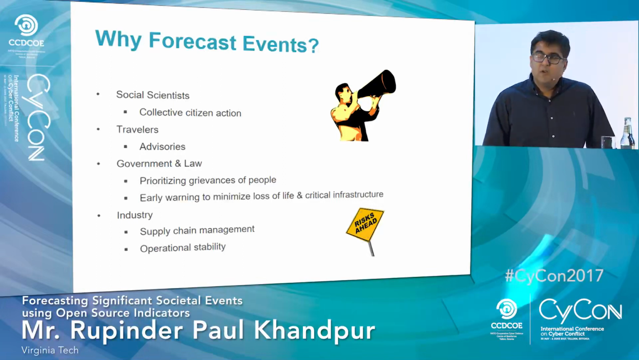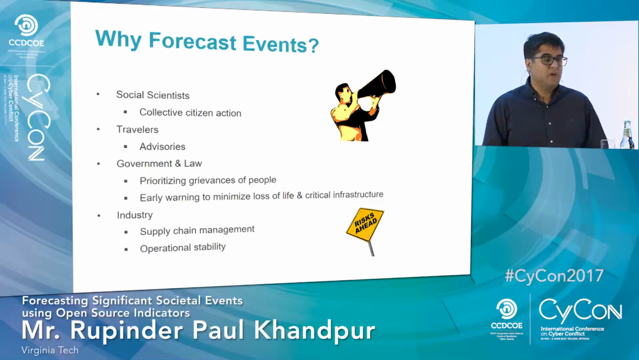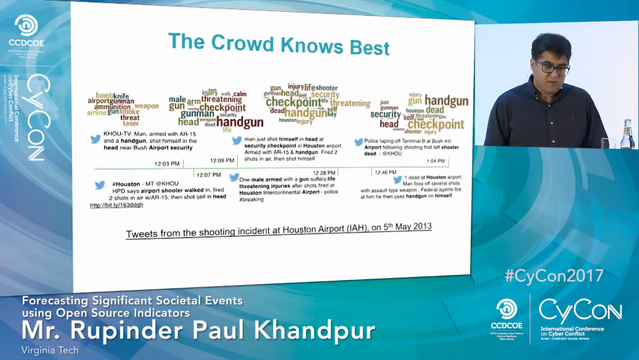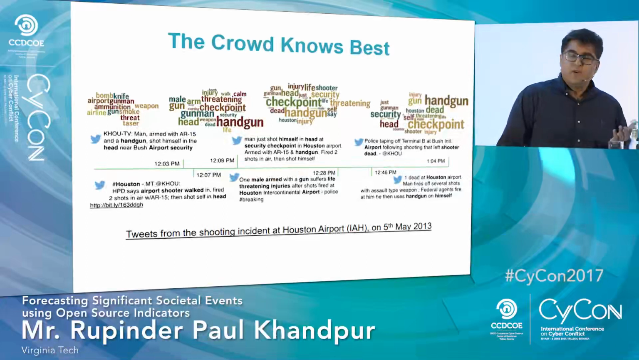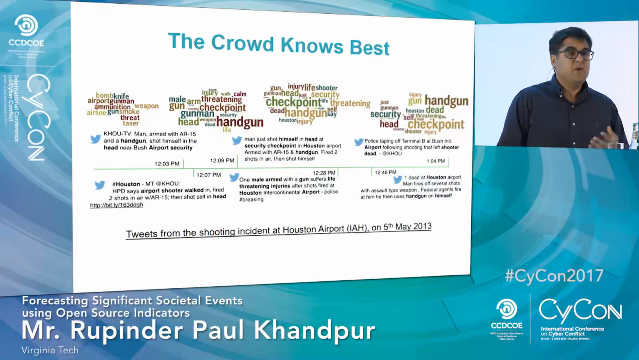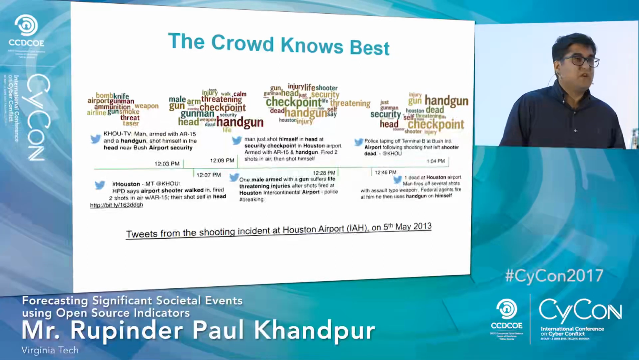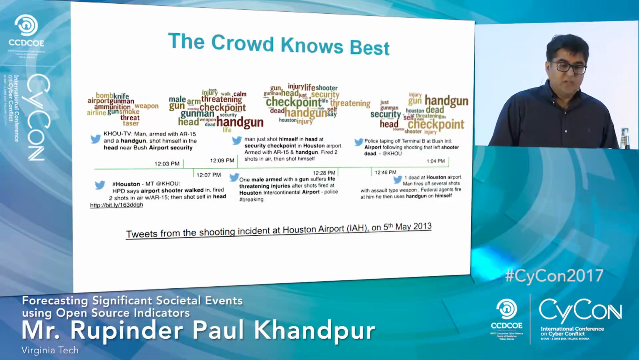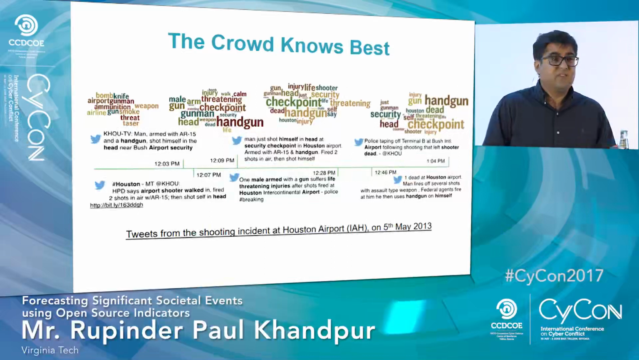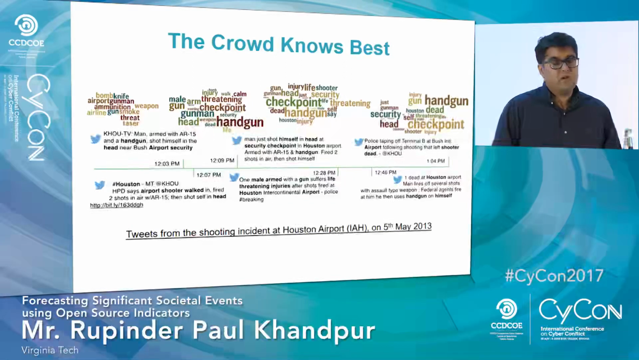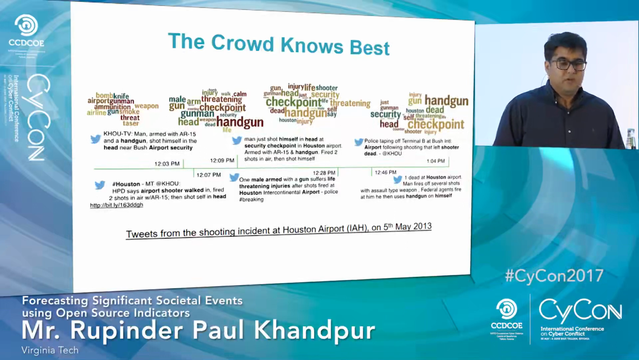So in order to build a good forecasting system, you need to find great indicators, clues, which can tell you what should be the scenarios in which a forecast needs to happen, and what better source is there than social media, the wisdom of the crowd. In this slide, I'm showing you a very neat example of how information is flowing through a collective conversation. This particular case is about a shooting incident that happened in Houston Airport back in 2013, where a TSA agent got shot, and then the man who committed the crime at the airport was also shot dead by the security forces.